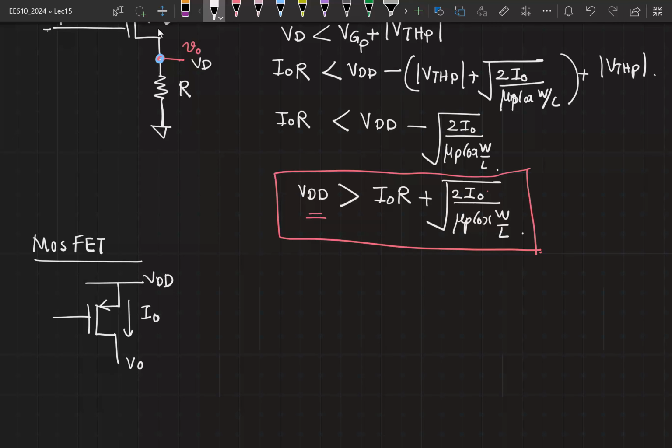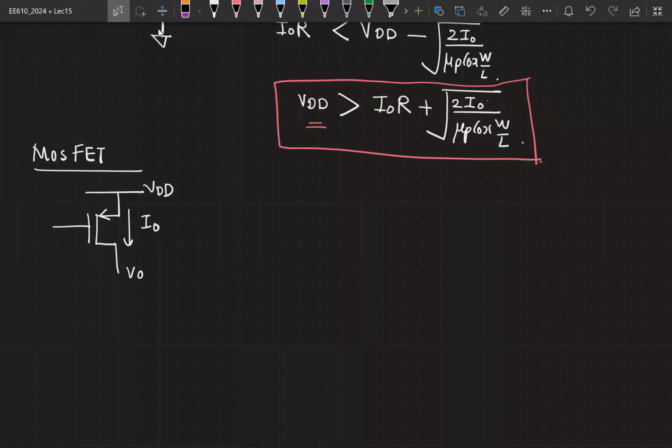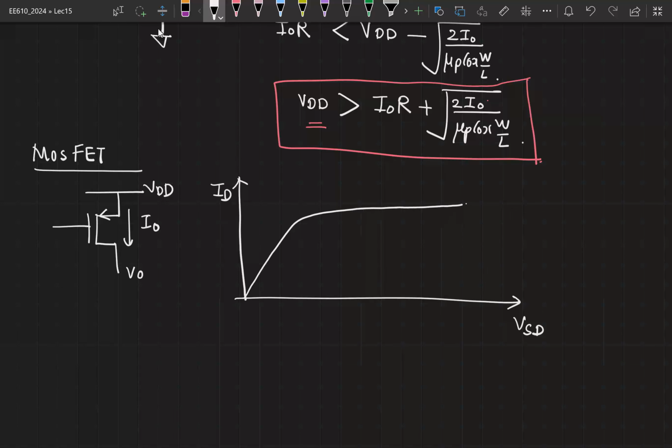What does this remind you of? So finally what I want is I naught versus V naught, but what is the closest curve that you know, which relates the source to drain current with the drain voltage? The ID versus VSD curve of the PMOS, right? How does that look? So if I tell you that the transistor is already in saturation, that curve is going to look like this, right?